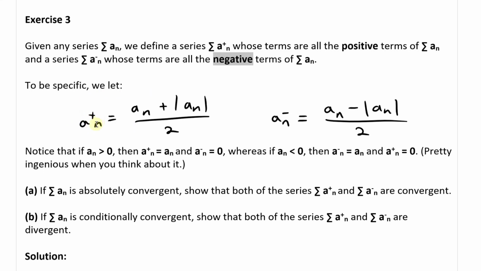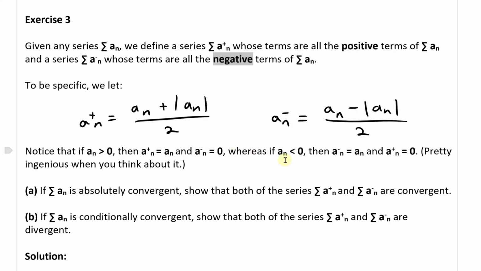To be specific, this is a very ingenious method my calculus book uses. a_n plus equals a_n plus the absolute value of a_n, divided by 2. For the negative terms, a_n minus equals a_n minus the absolute value of a_n, divided by 2. Notice that if a_n is greater than 0, then a_n plus equals a_n plus a_n divided by 2, which is just a_n. And in this case, a_n minus is a_n minus a_n, so a_n minus equals 0.